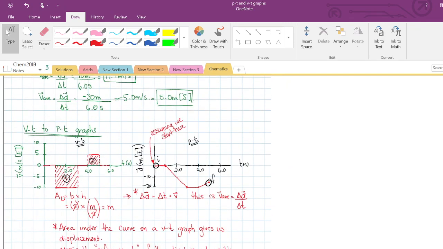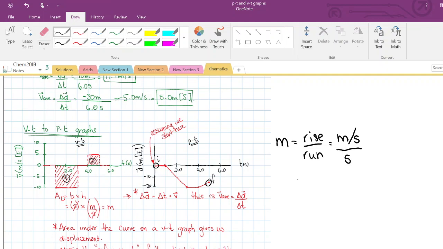Let's figure out, just for interest's sake, what the slope of a velocity time graph gives us. We know that the slope, if we look at it in terms of units, is our rise over our run. Our rise, in terms of units, is meters per second. Our run is seconds. This is the same as meters per second times 1 over seconds, which gives us meters per second squared. And this, you may recognize, is our unit for acceleration.